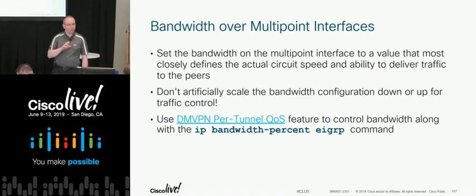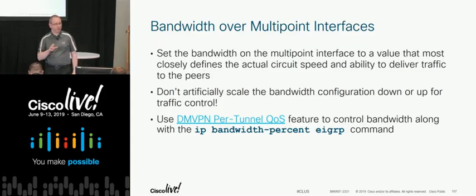Much better is to use the DMVPN per-tunnel QoS feature, which allows you to specify QoS parameters for individual neighbors as they come back and register to you, and then you associate class maps and policy maps with them. This is better to do if you need any kind of per-tunnel, per-neighbor QoS modification. This would be the way to go. Again, keep the bandwidth at a realistic level and do all the remaining stuff using the DMVPN per-tunnel QoS feature.